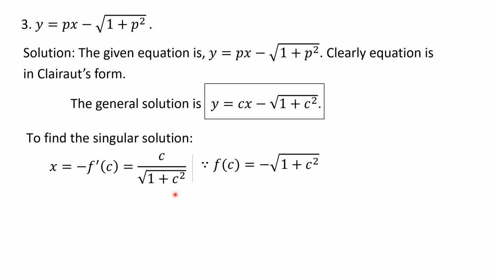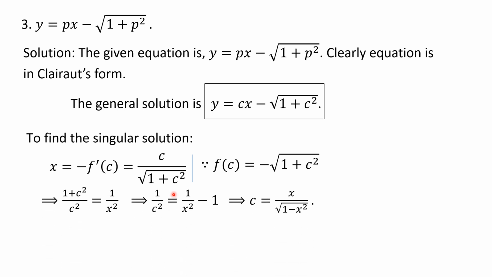So try to extract c from this. So I have 1 plus c square by c square is equal to 1 by x square. We have taken the reciprocal, root 1 plus c square by c is x. In order to eliminate root, I have taken square on both sides.